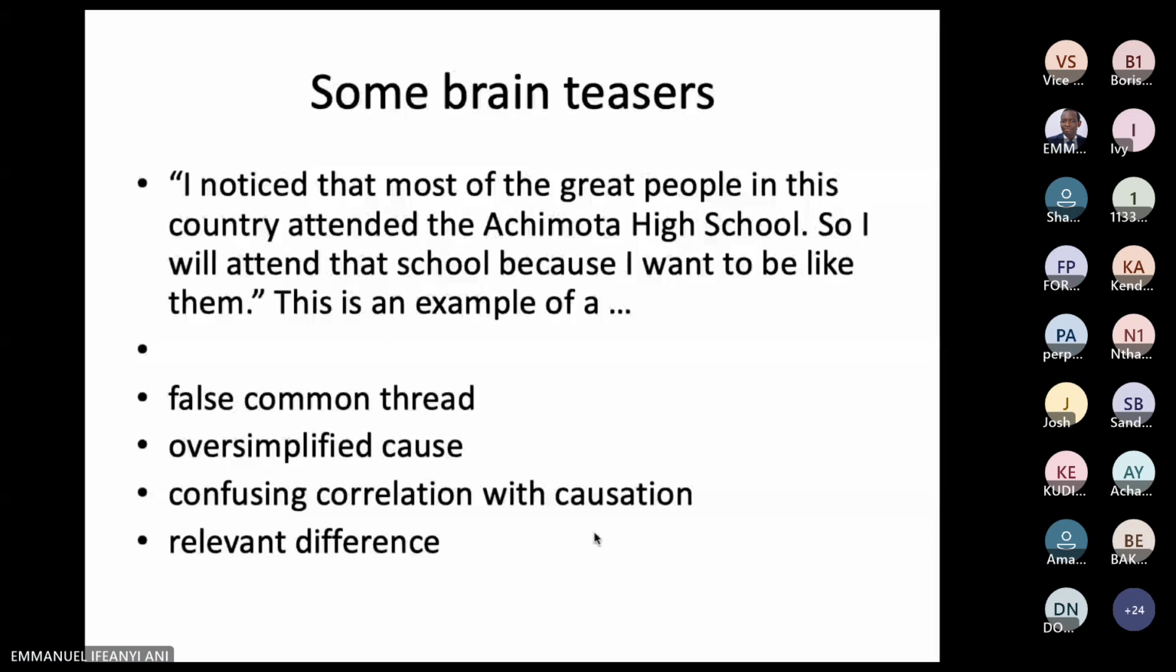False common thread. So explain briefly, a brief explanation. Because the fact that all great men went to Achimota doesn't mean when you go to Achimota, you necessarily become a great man as well.